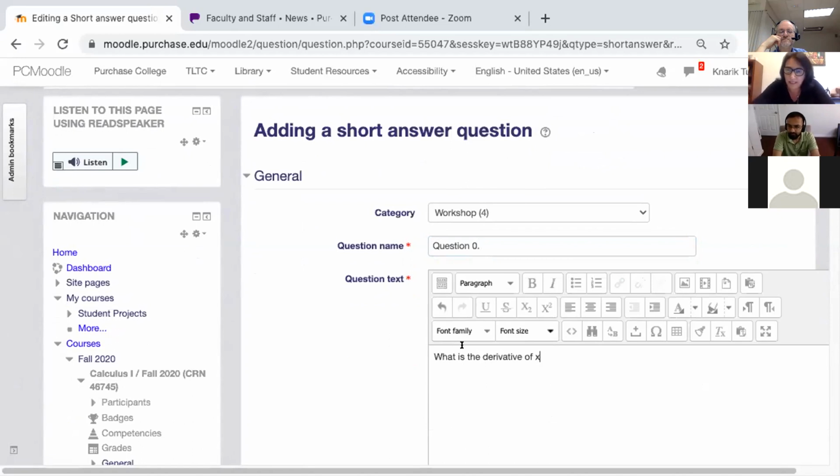Now, in this editor, you can see there is a superscript. We can use that superscript, but it doesn't really come out nice, right? And there are also a whole bunch of other math symbols that are not here.